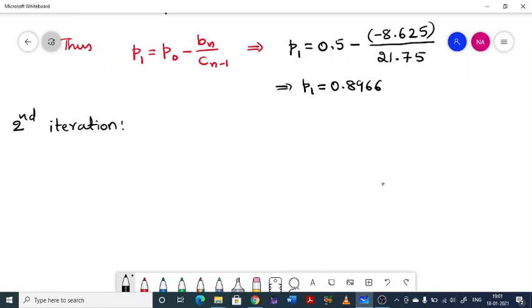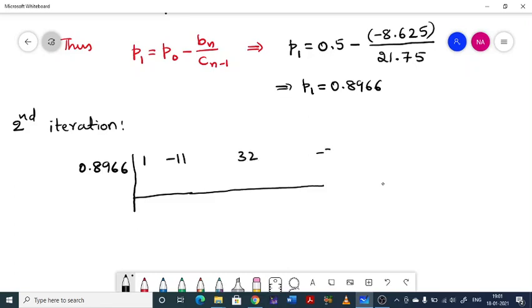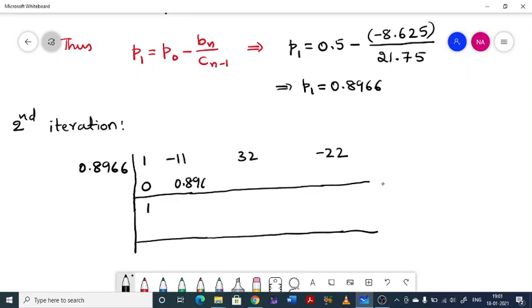So here P1 is 0.8966. I have to write the coefficients now. So the coefficients are 1, minus 11, 32, minus 22. So 0 comes, so 1 plus 0 is 1. So 1 into 0.8966 we get 0.8966.